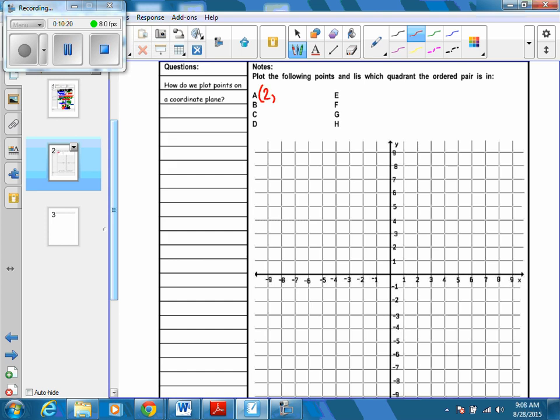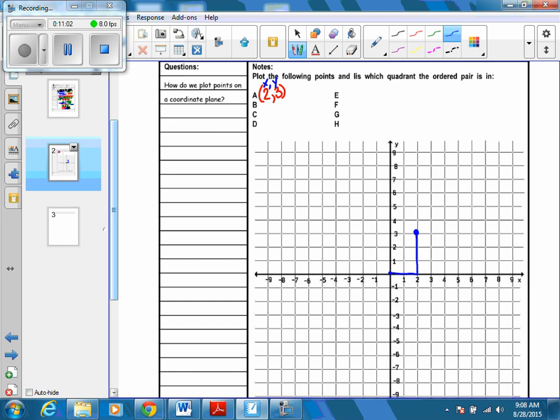2, 3. Okay? So remember, we always said that x comes first and then y. So what that means is, I'm going to start at 0, which is here, and then I'm going to go on my x-axis to 2. So I'm going to move over to 2, and then I'm going to go on my y-axis, meaning up and down, I'm going to go up to 3. So this is my point right here. So this is the point 2, 3.